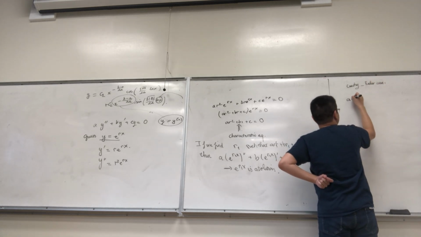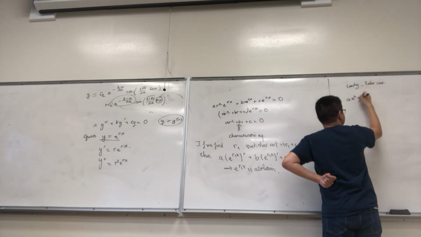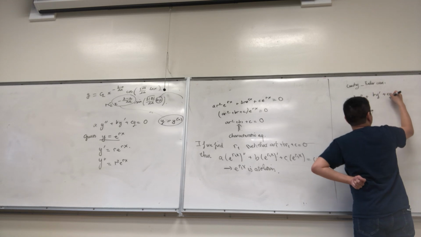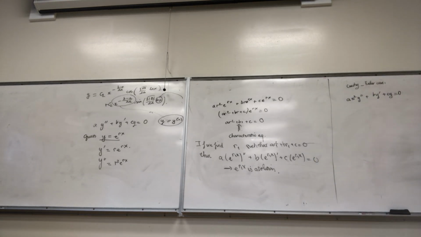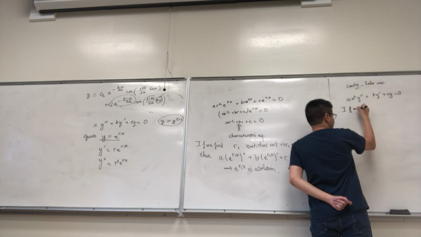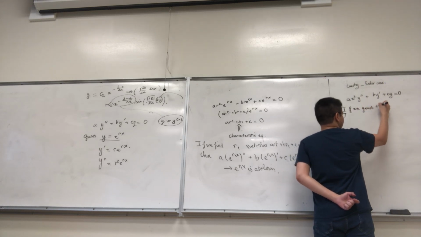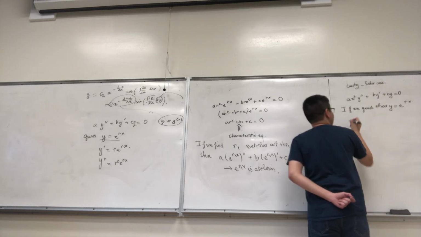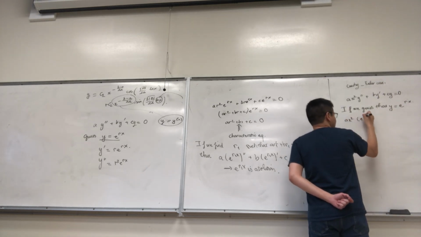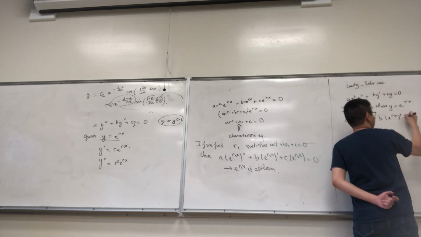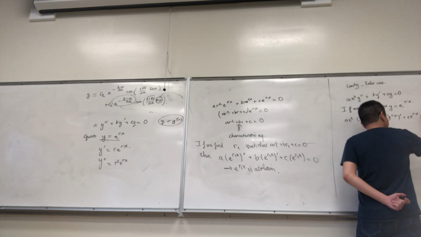So you have a x squared y double prime plus b y prime plus c y is 0. Right? So if we guess that the solution is of the same form, this doesn't work, right? So if we guess that y is e to rx, right? So then a x squared (e to rx)'' plus b (e to rx)' plus c e to rx is 0.